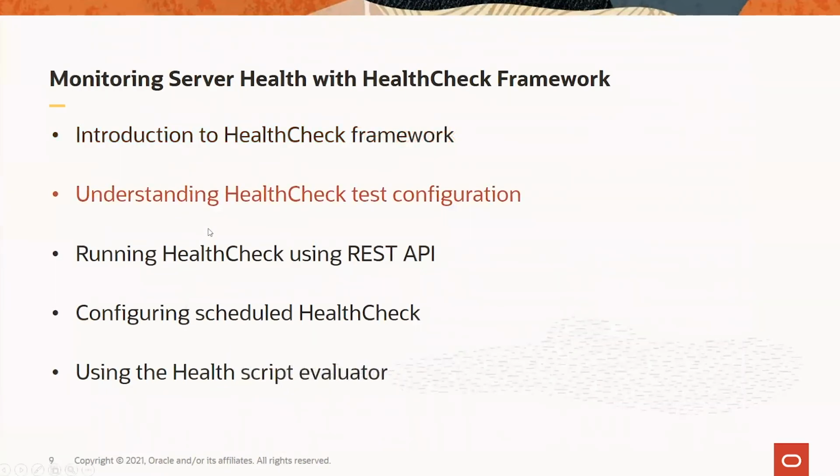Now, understanding the health check test configuration, the health check framework provides pre-configured health check tests that can be run when the health check API is invoked or during a scheduled check. The health checks are configured under the test list under the health check element in the OEM config.xml file. I'll show you a sample of this OEM XML file.